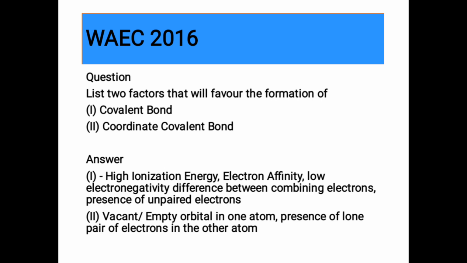Let's quickly look at WAEC 2016. You have to list two factors that will favor formation of a covalent bond and a coordinate covalent bond. And the answer is, for covalent bond, you have high ionization energy, high electron affinity, low electronegativity difference, small atomic size, etc. For coordinate covalent bond, the factors include vacant or empty orbitals in one atom, and presence of a lone pair of electrons in the other atom. These are factors that favor formation of these two.